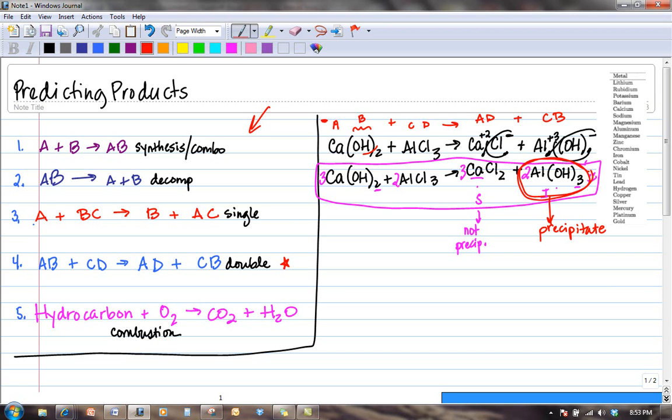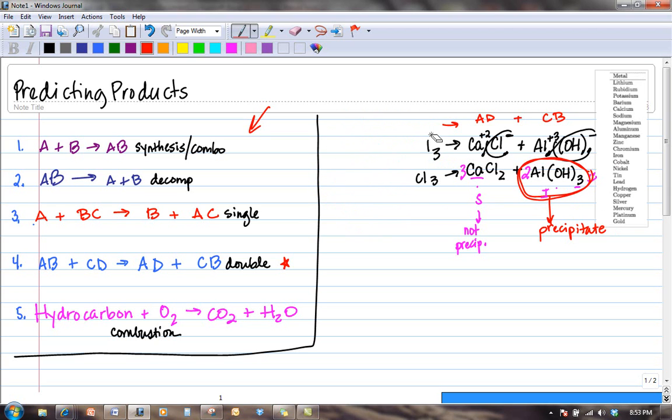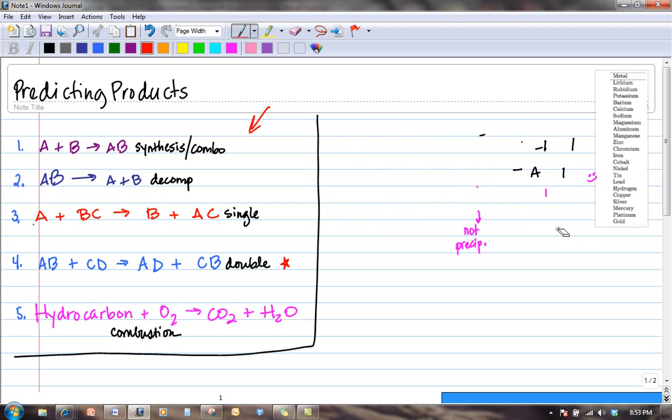Remember that precipitates only occur in double replacement reactions. Right, let's do another one. I'm going to erase all of this. And let's do another example. Let's try magnesium plus, let's do silver chloride.